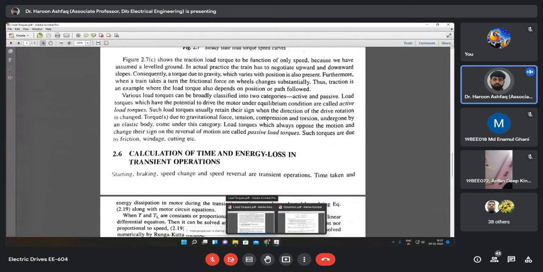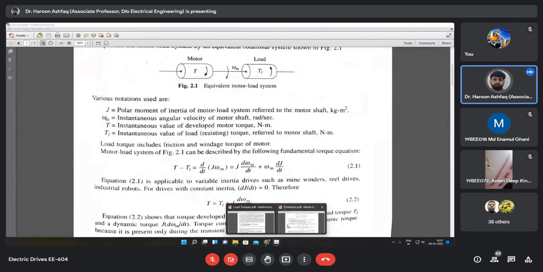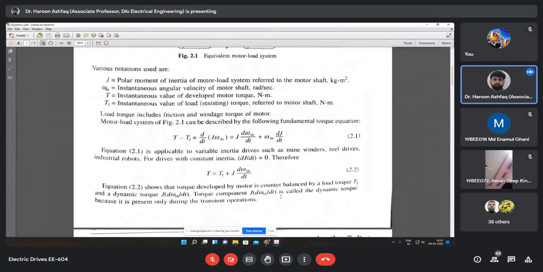We have another topic, which is a little bigger, that is why I don't want to start it today. The only thing that remains here is that you have to remember this in all the cases. This equation is a very important equation, that is the dynamic equation of a motor load system.